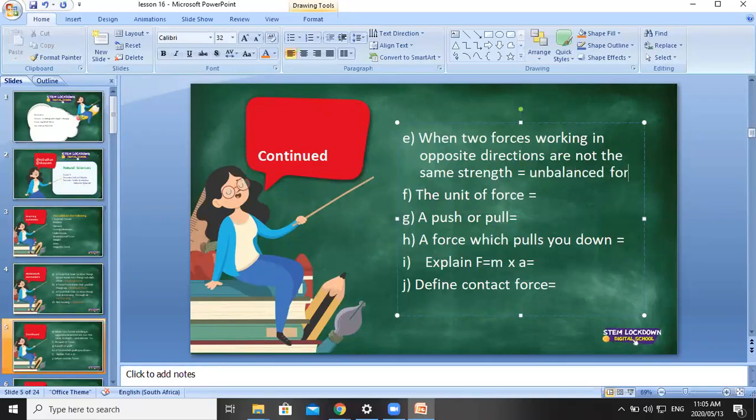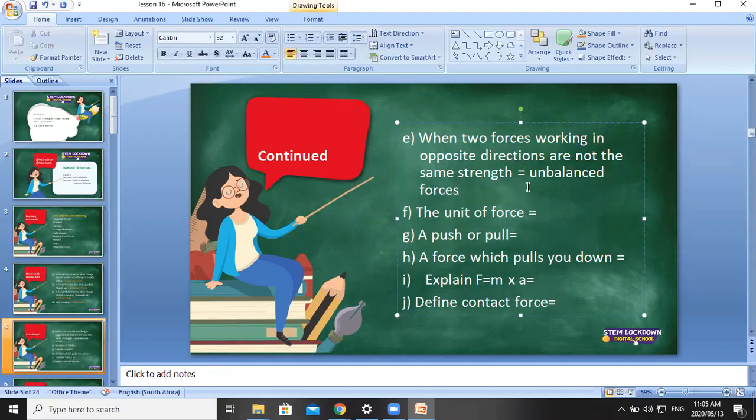Unbalanced forces. I'm hoping everyone is on the same page with me. Those are unbalanced forces. Then the unit of force, everybody knows by now that the unit of force is the Newton. How do we represent it? We represent it by an uppercase N. It's a Newton, from Sir Isaac Newton, as I explained yesterday.